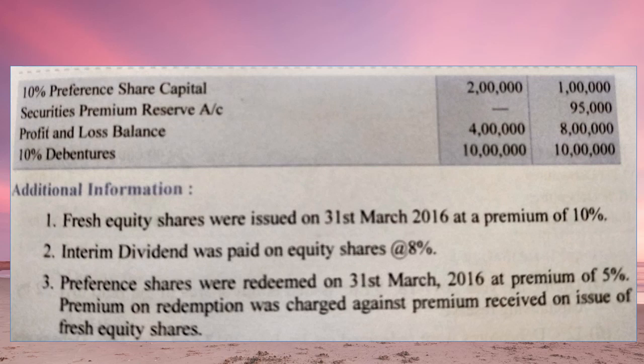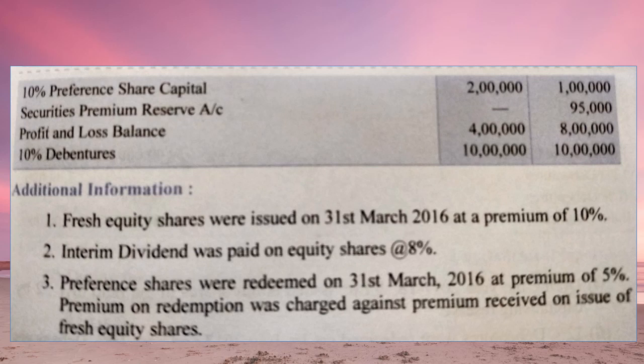10% preference share capital, 2 lakh, then 1 lakh. Securities premium reserve. In first year it is nil, then 95,000. Profit and loss balance 4 lakh, then rupees 8 lakh. 10% debentures rupees 10 lakh, again 10 lakh, they are the same.